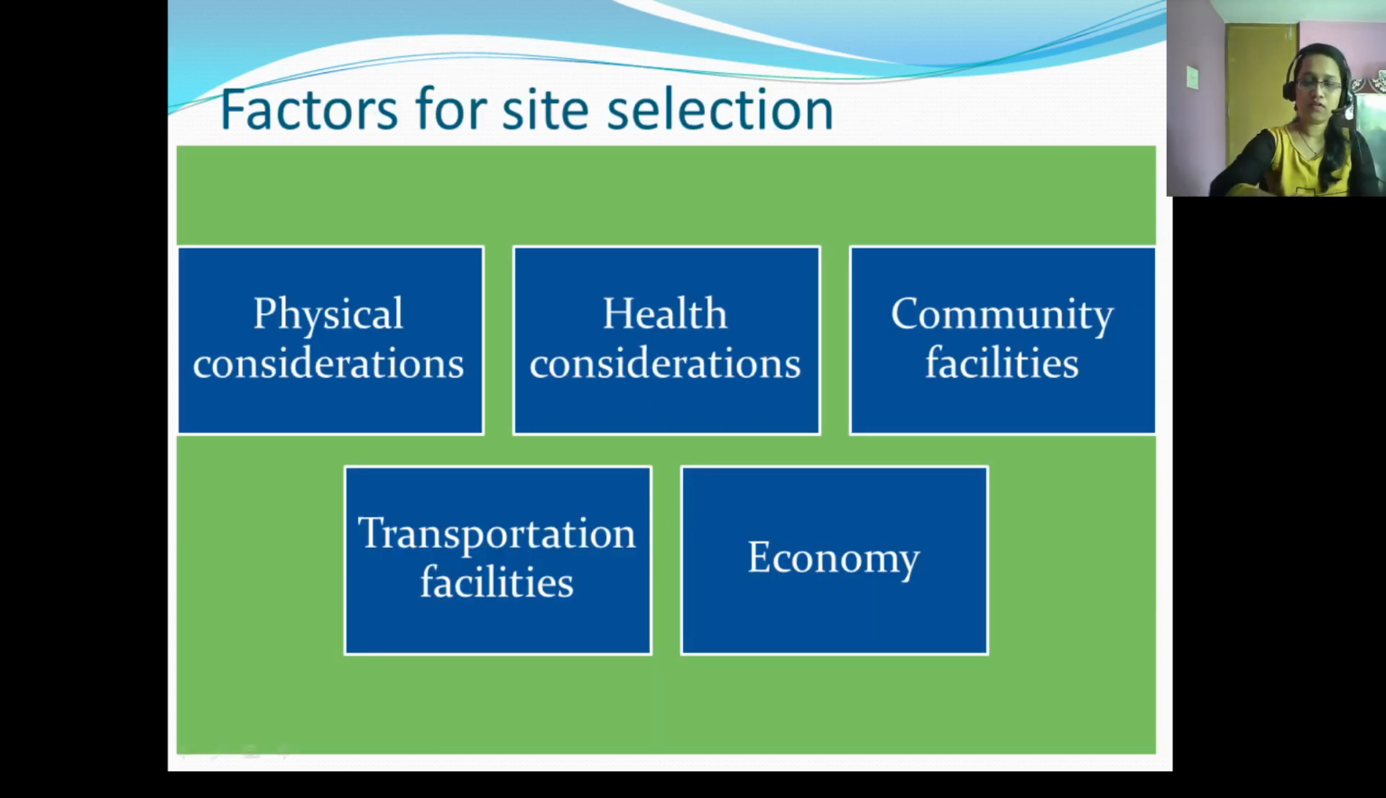Okay, coming to various factors. What factors do we need to consider while selecting a site? There are various factors which one needs to consider, such as physical factors, health consideration, community facilities, transport facilities, and economy. Coming to physical consideration, the land and its surroundings should be fit for residential purposes. Like a peaceful environment should be there.